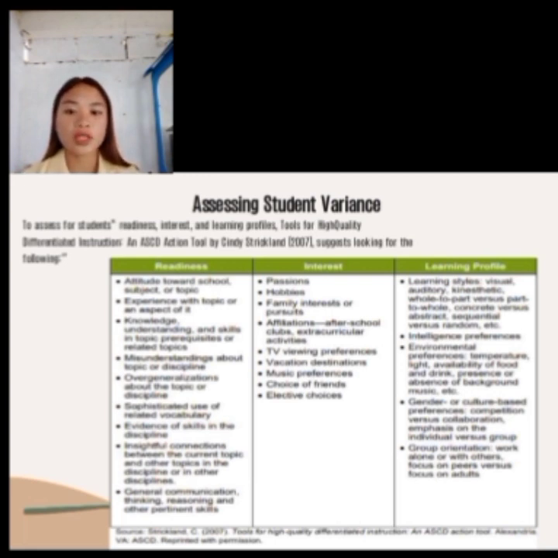Next, general communication, thinking, reasoning, and other pertinent skills. They can already answer, they are no longer shy, they can communicate with the teacher and explain their thoughts. So, let's go to interest. Passion: they have a passion to learn.